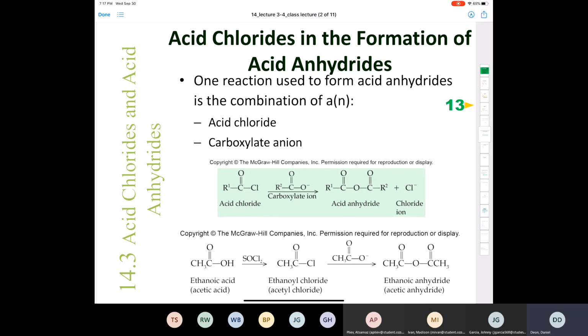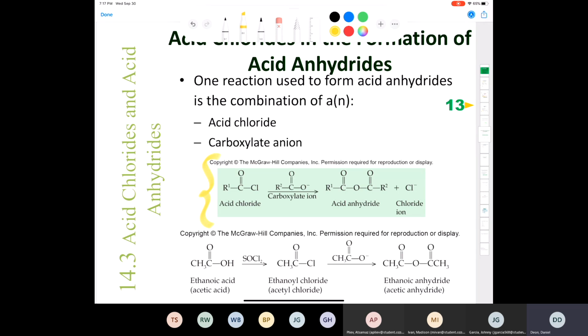It says here that we can bring these two concepts, acid chloride and acid anhydride, together. And it says here that we can actually use an acid chloride to make an acid anhydride. So it says here, one reaction used to form acid anhydrides is the combination of an acid chloride with a carboxylate anion. That reaction is shown right here in this green box. If we take an acid chloride and we react it with a carboxylate, we end up producing an acid anhydride, and we also release a chloride.